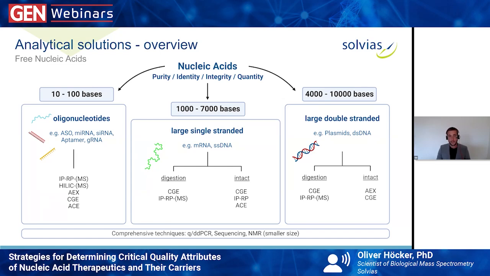While the larger ones in the middle, the large single-stranded and large double-stranded on the right side, cannot be directly assessed with mass spectrometry due to their large size. So here we need to go different approaches by digestion, for example, or on the intact level, we need to use other techniques like capillary electrophoresis, or of course also sequencing and PCR. But let's start with some examples from the oligonucleotides, so the smaller ones on the left side.